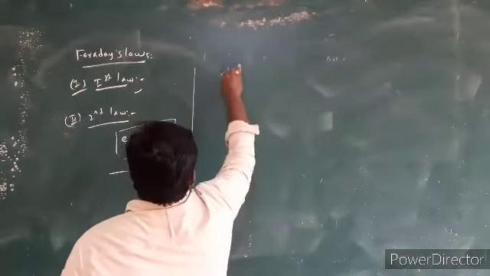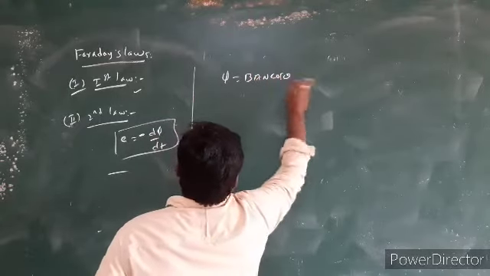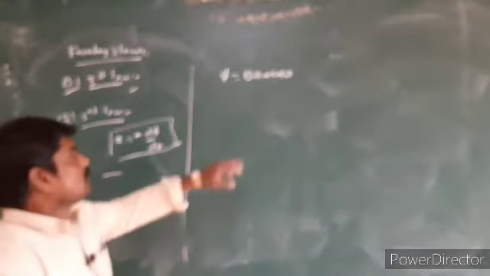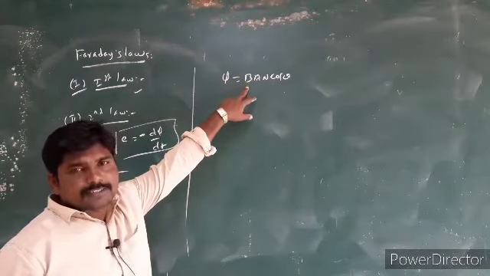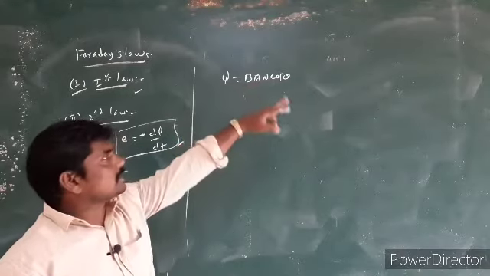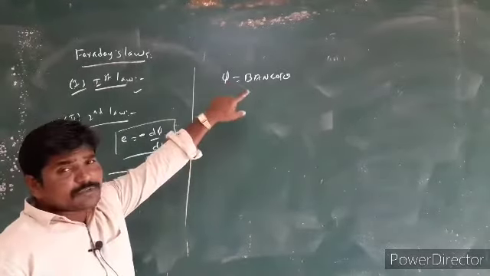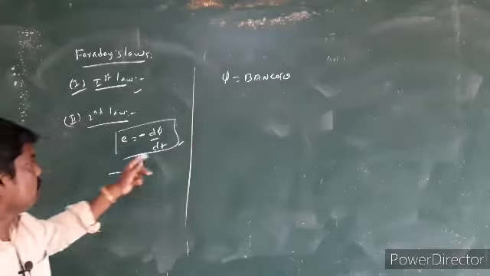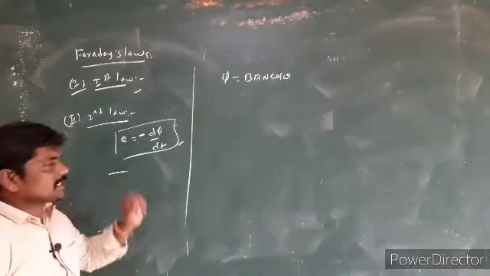Already we know the flux formula, phi is equal to BAN cos theta, if the coil has n turns. If the coil area is A, and we place the coil in a magnetic field B, now this is the formula for the flux linked with the coil. Now, if the flux linked with the coil changes, EMF is induced in the coil, and the amount of induced EMF is given by this formula. This is the mathematical expression.